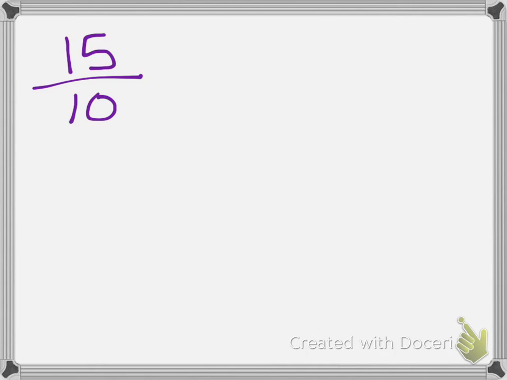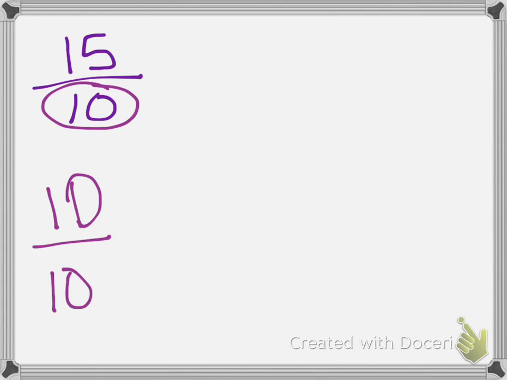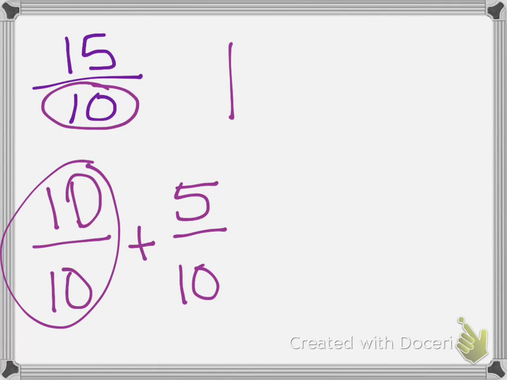One more. 10/15, noticing that 10/10 would be a whole. If I did 2 of these, that would get me to 20/10, and that's too much. So I know that 10/10 plus 5/10 gets me my fraction that I have up there, and so I have 1 whole, and then my leftover is 5/10.